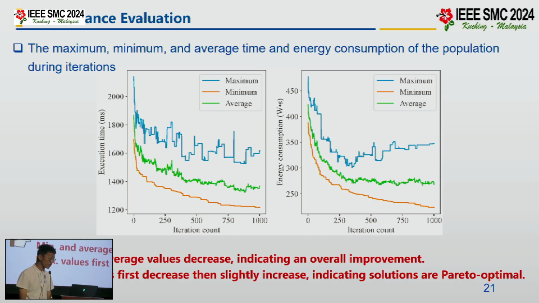In the optimization, we record the maximum, minimum, and average time and energy consumption of the population. You can see that the minimum and the average value decrease as the iteration count grows, indicating an overall improvement. However, the maximum value first decreases, then slightly increases, which indicates that the solutions are all Pareto optimal and the solutions are becoming more and more dispersed.